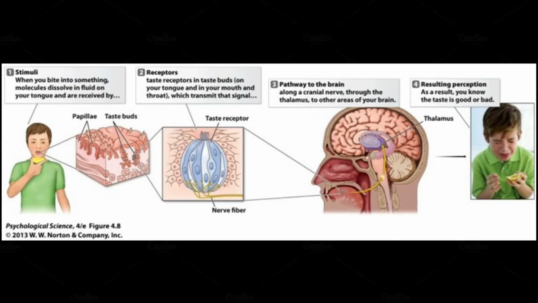This image shows the sensory process of tasting. When you bite into something, molecules dissolve in fluid on your tongue and are received by taste receptors in taste buds, which are on your tongue and in your mouth and throat. They transmit that signal along a cranial nerve through the thalamus to other areas of the brain, resulting in perception. As a result, you know the taste is either good or bad.